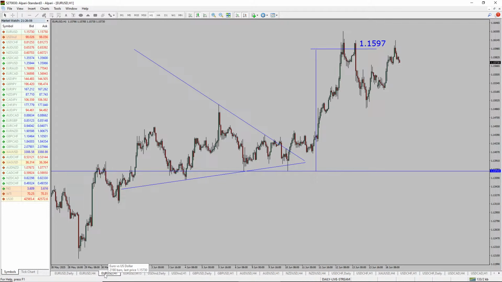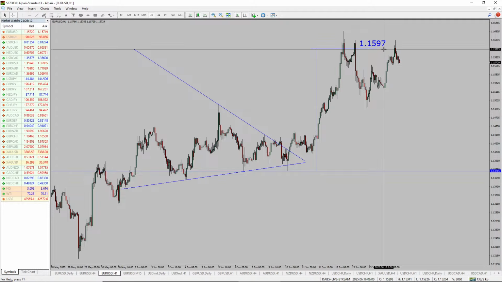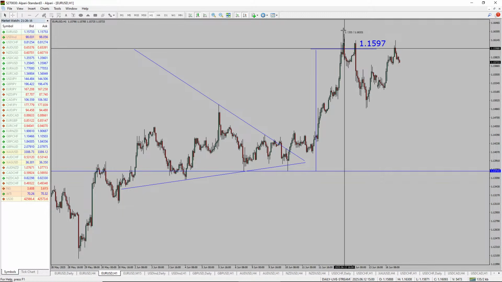Okay, so the forecast was that market is going to reach 1.1597 level, and we got a hit. It actually went a little bit higher than that, about 30 pips, and then we got a big leg to the downside. Then it rallied back up today.